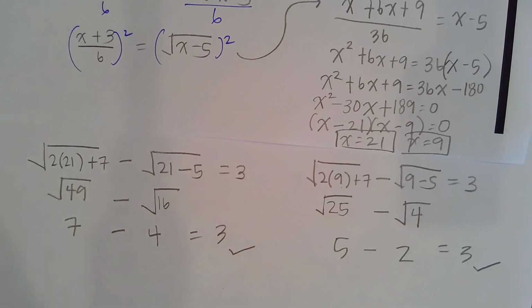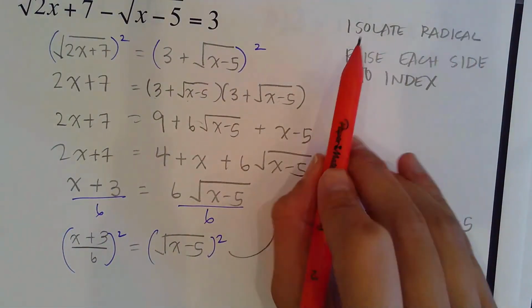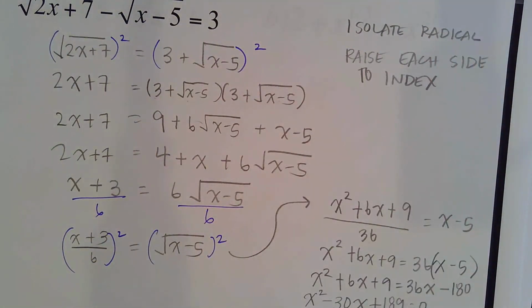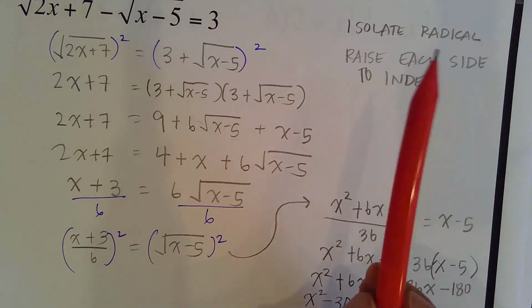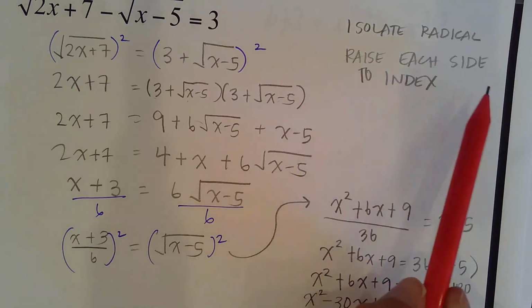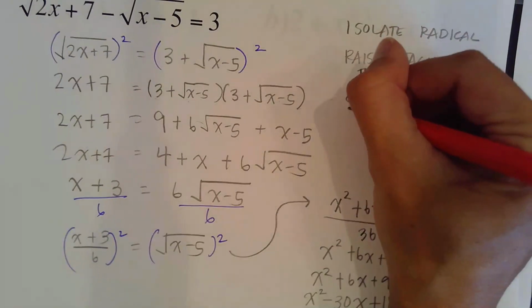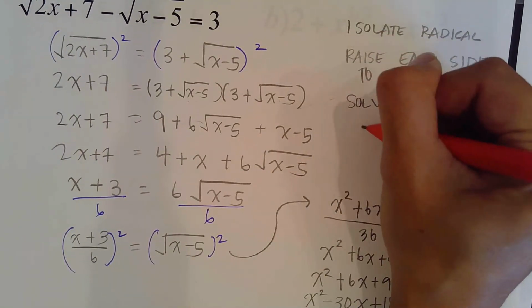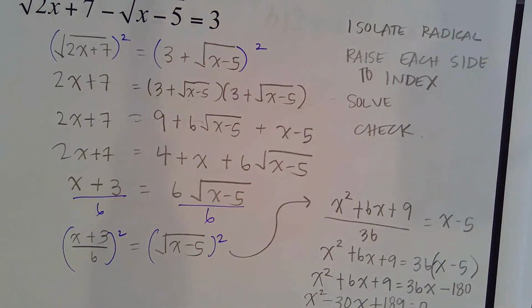So you want to isolate the radical, so that's important. So isolate the radical first. Make sure that if it's an even index, that it's equal to a positive. If it's an odd index, it can be equal to a negative. Okay? And then you're going to raise each side to whatever the index is, and then you're going to solve, and then check. Alright, let me know if you have any questions.